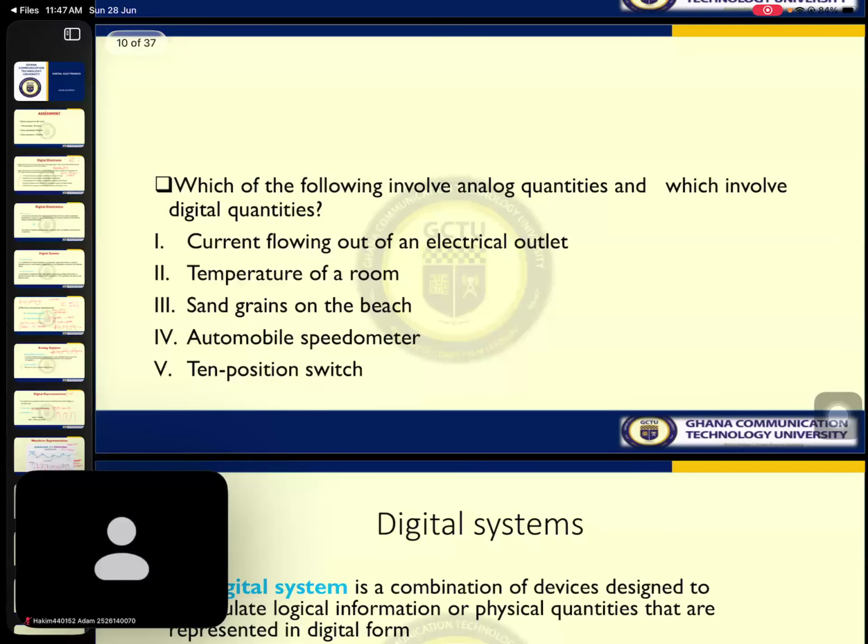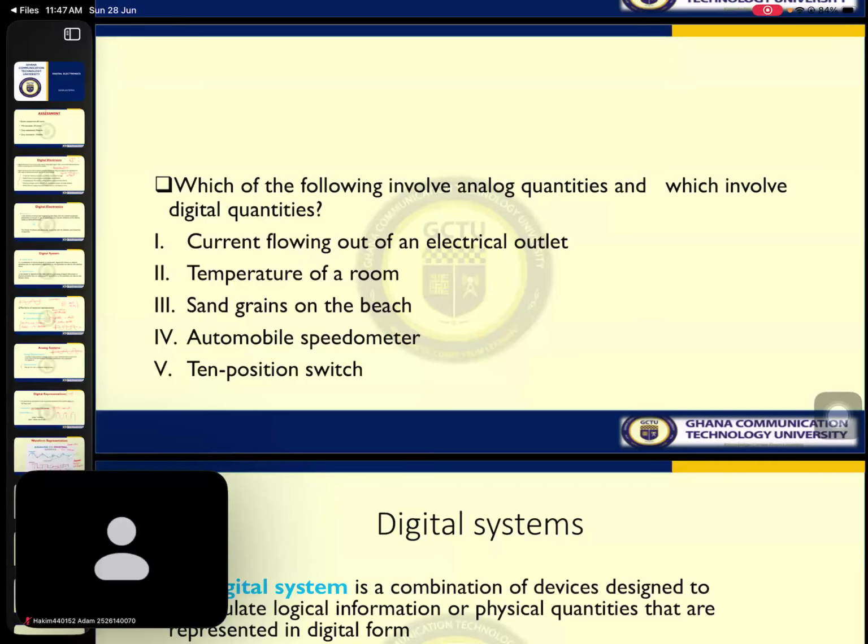Now let's come here. This is very interesting. If we were supposed to be in class, you would do this, then I'd come round and mark. But now let's all discuss it together. Let's take the first one. Which of the following involve analog quantities and which involve digital quantities?